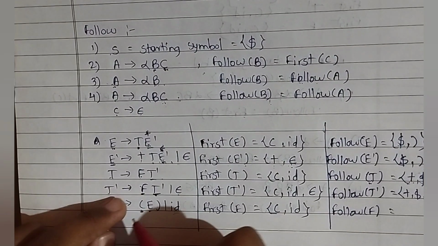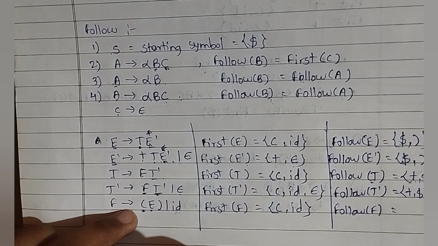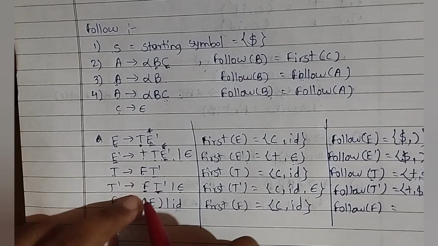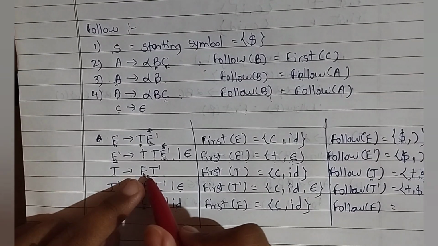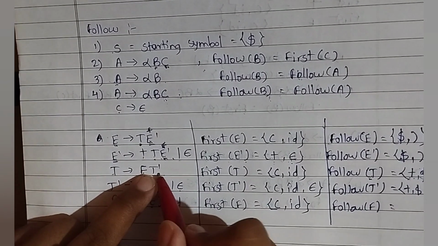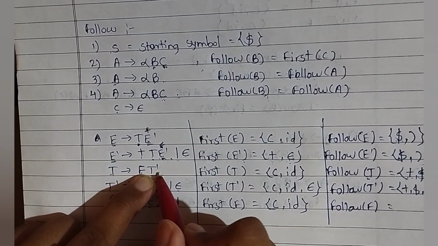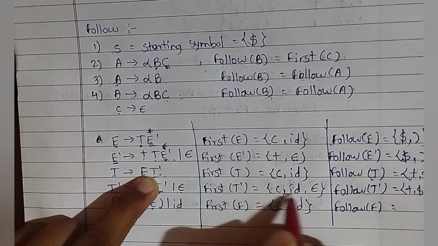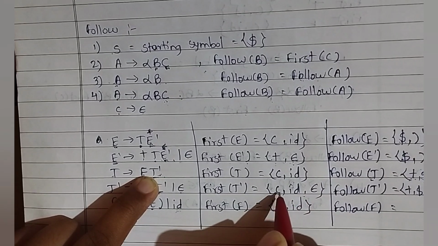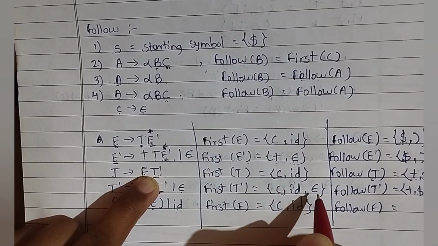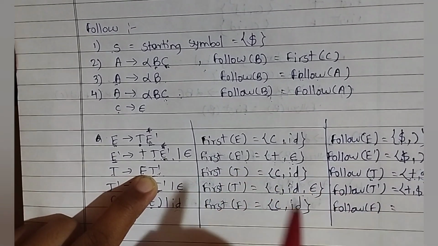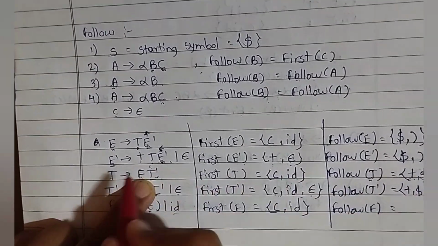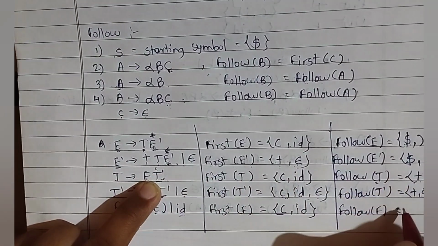Now see where F is present. F is present here and here, so same again, F is followed by T dash, and T dash is the non-terminal. So we find out the first of T dash. So first of T dash is 3 symbols, closing bracket, ID and null. So we consider one by one. First closing bracket. So F is now followed by closing bracket.